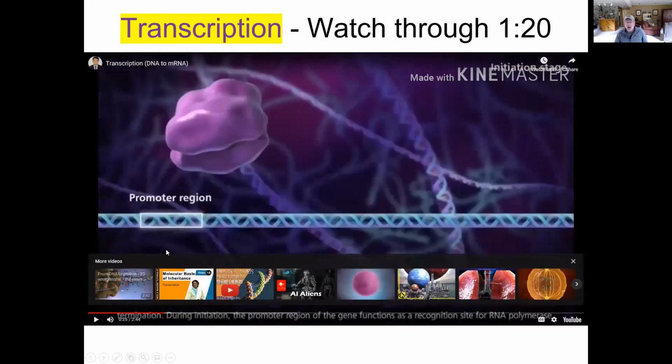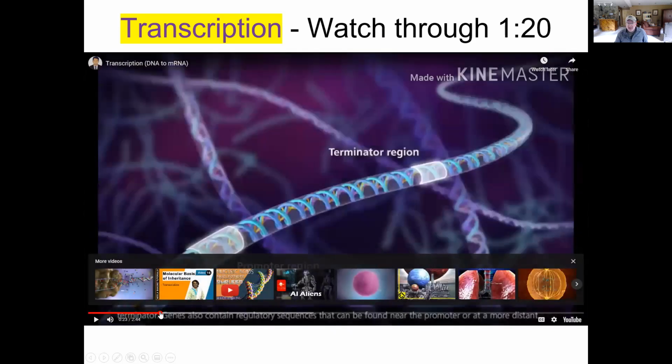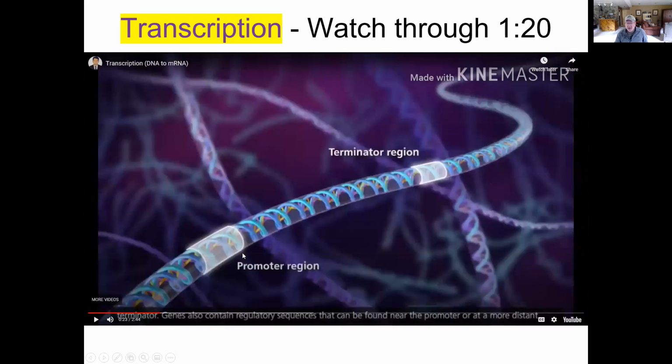Okay, so good point here to understand, and that is the process of transcription, the first step of protein synthesis, begins at a particular site on the DNA called the promoter region and will end at a particular site on the DNA called the terminator region.